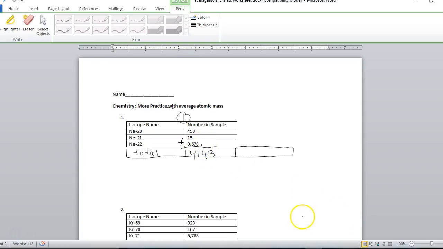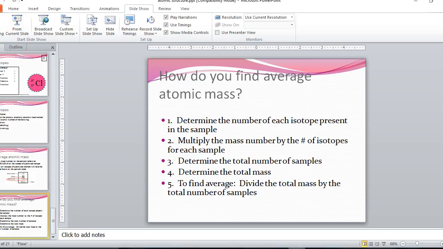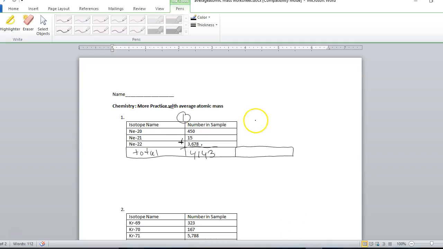Okay, so that's the first step. The second step is to multiply the mass number by the total number of isotopes in each sample to get your total mass. What that's going to look like, and we're going to add another column here that says mass. So we're going to take the isotope mass for neon 20, which is 20, and multiply it by the number in sample. The second step is to get your masses.